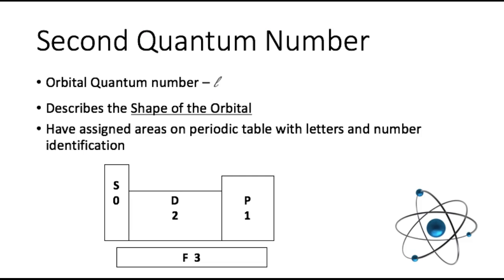The second quantum number is called the orbital quantum number, and that's notated with a cursive lowercase l. And this describes the shape of the orbital. And there are assigned areas on the periodic table for this, and they correspond with what I had you draw from the previous slide. So if we're in these first two columns, it's the s orbital, and it's assigned a number value of 0. If we're over here in the last 6 columns of the periodic table, this is where the p orbital is, and it's assigned a value of 1.